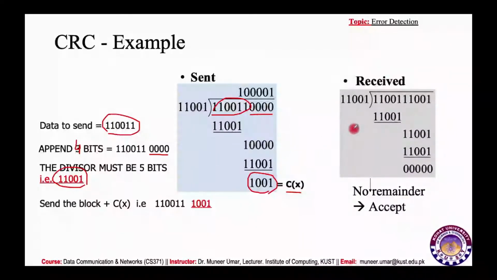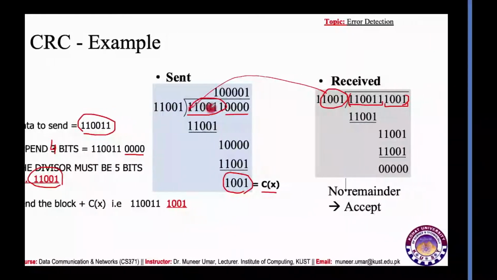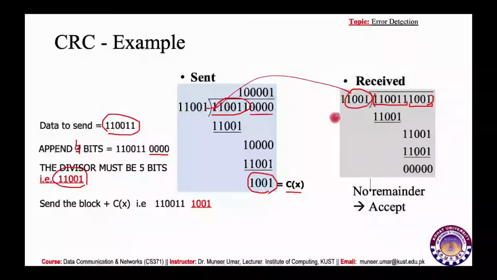At the receiving end, we will get the data plus the remainder or CRC. So both are divided by the same divisor, this one, and at the end we will get zeros if there is no corruption in these bits. Otherwise we will get some value here rather than 0, and in that case the received packet would be dropped, or the received data would be considered as corrupted.